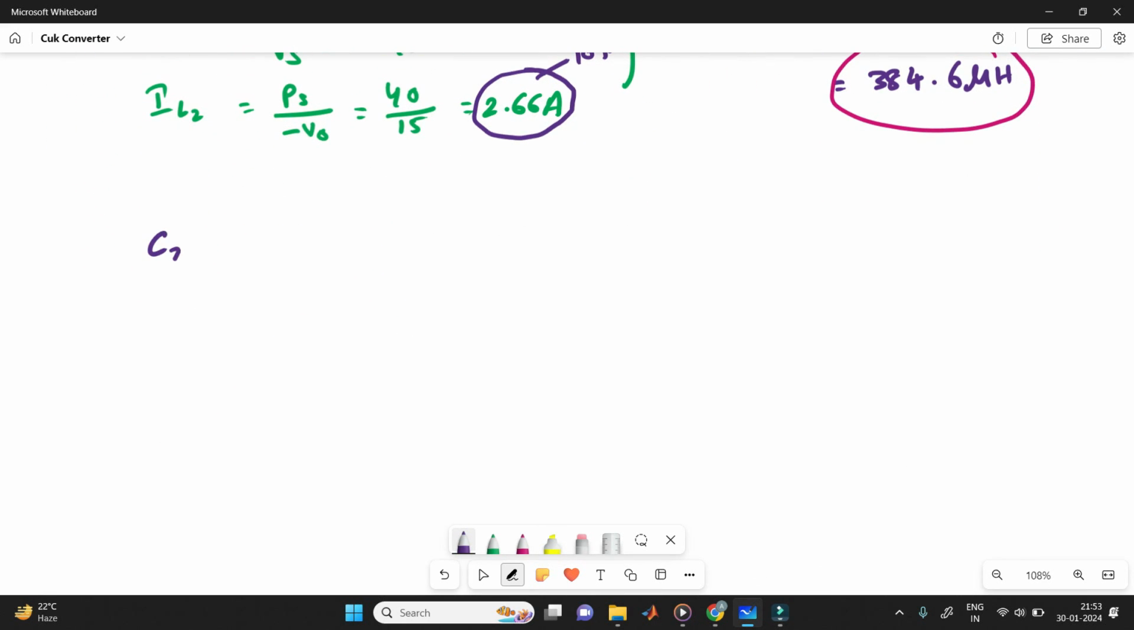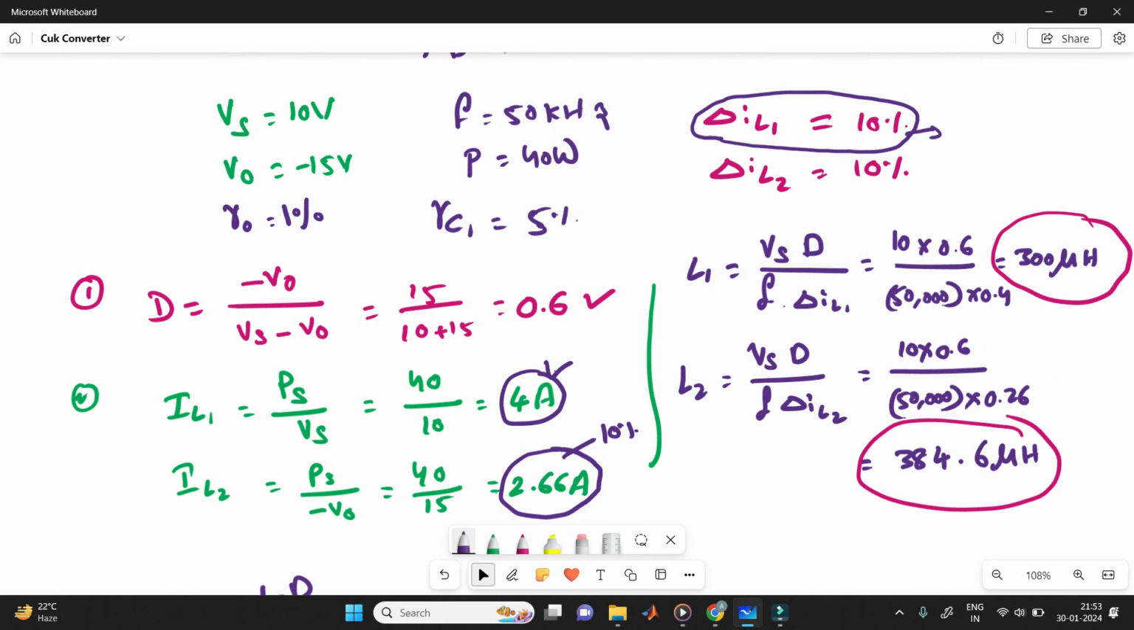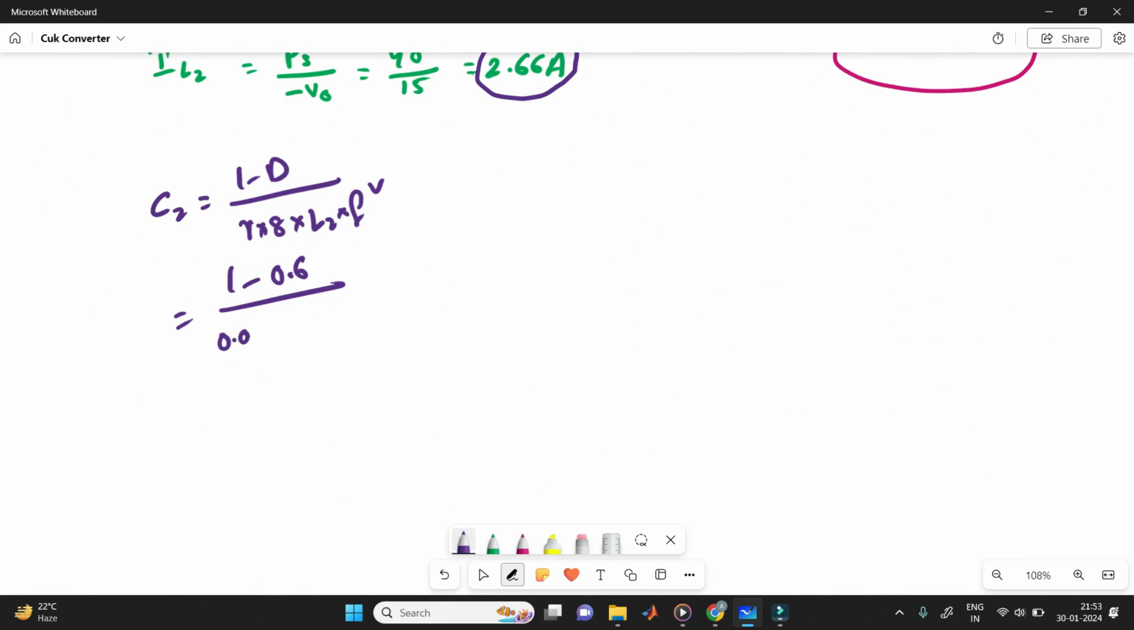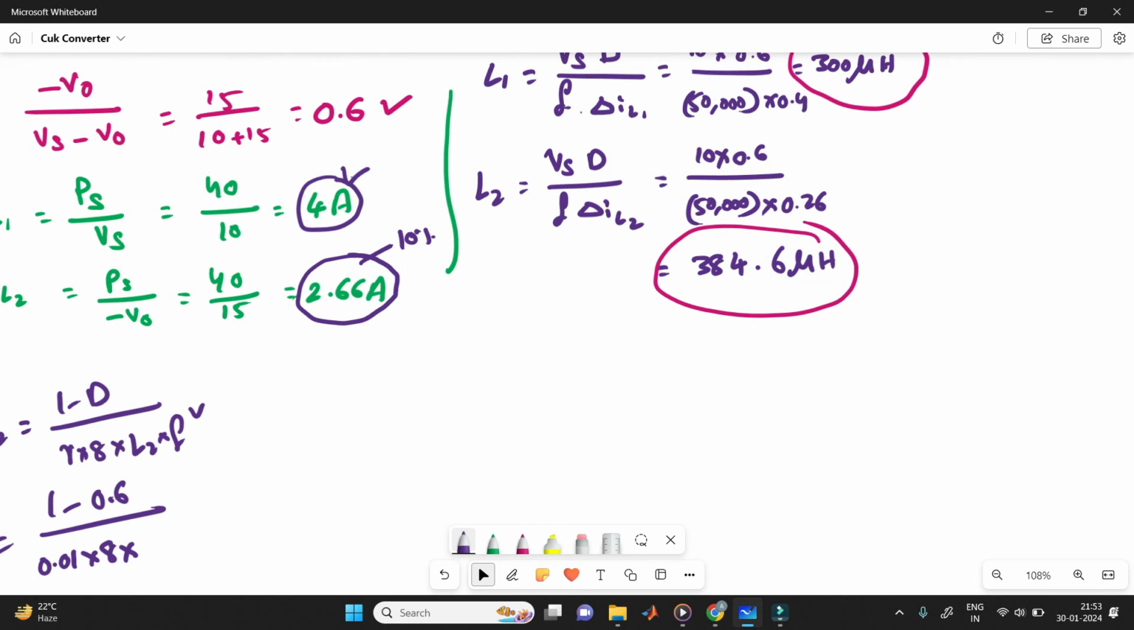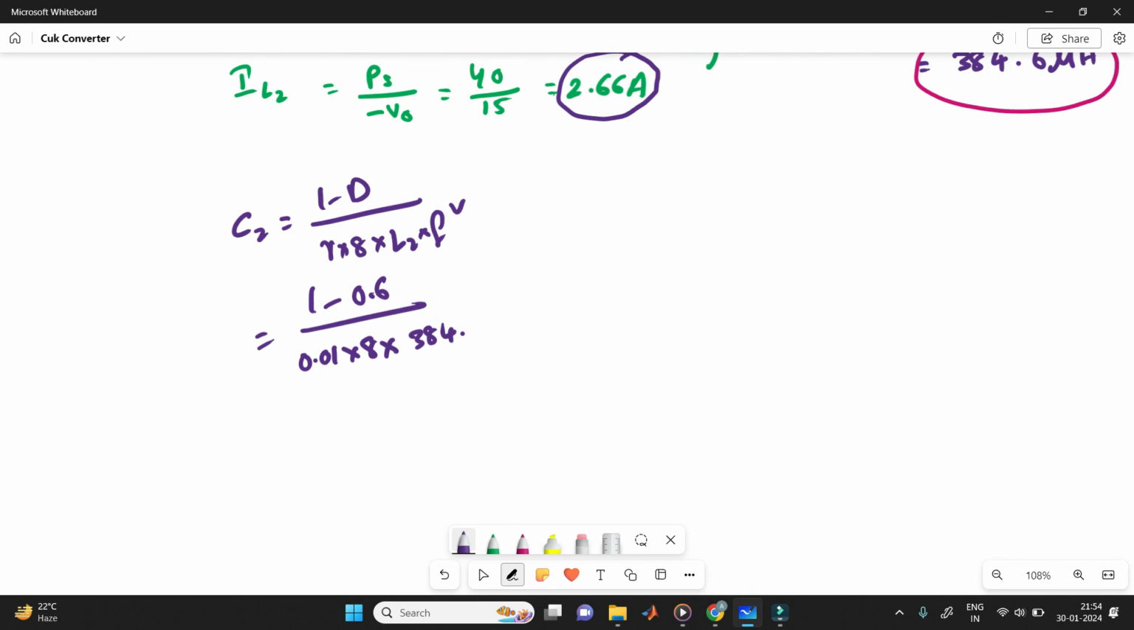The formula for capacitor 2 is 1 minus D by R into 8 into L2 into F square. Here we know that duty cycle is 0.6, and R is the ripple content. What we have taken here is ripple content of 1%, so 1% is nothing but 0.01, into 8, and L2 we already found out here, 384.6 microhenry. So 384.6 into 10 to the power of minus 6, into F, the frequency 50 kHz, whole square. Then you will get the C2 value, that is 5.2 microfarad. This is the value of C2.